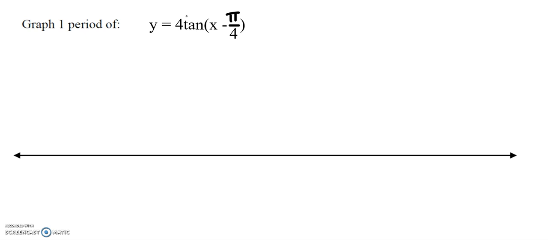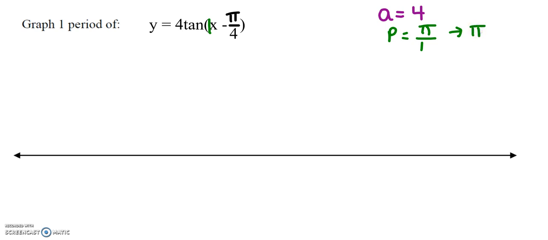and instead write y equals 4 tangent of x minus pi over 4. All right, so when we talk about tangent, we do not have an amplitude, but we do have an a value or a stretch. So our stretch here is going to be 4. Our period is going to be, remember, it's pi over our b value. Well, our b value is just 1. So the period is pi.